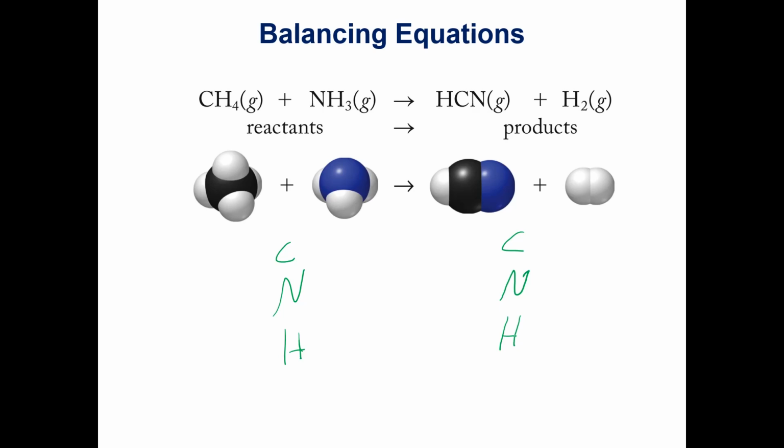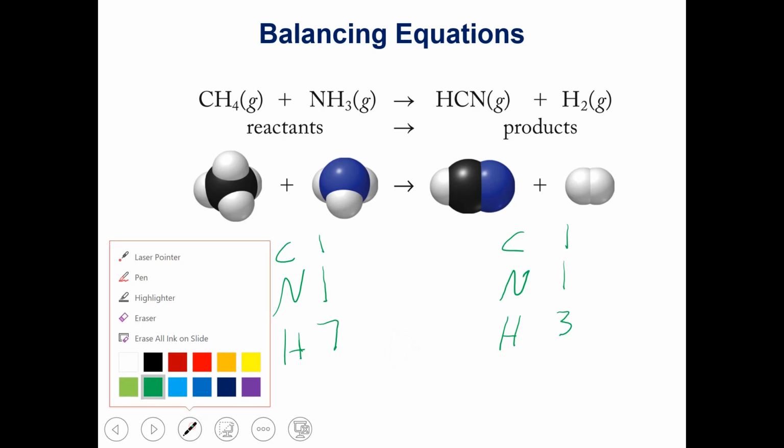Now, if you prefer to keep track of it in your head, and you can keep track of all those numbers, that is perfectly fine. This is just a method that I use. So, carbon, we only have one of those. Nitrogen, we only have one. Hydrogen, we have in 2 places. I've got 4 in the CH4 and 3 in the NH3, which means I've got a total of 7. On the product side, I have 1 carbon, 1 nitrogen, and 1 hydrogen in the HCN, and 2 in H2, so that's a total of 3.